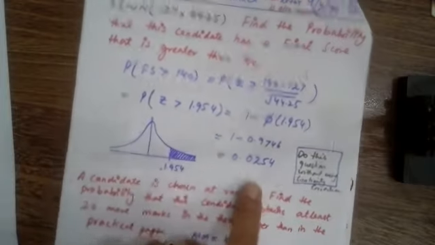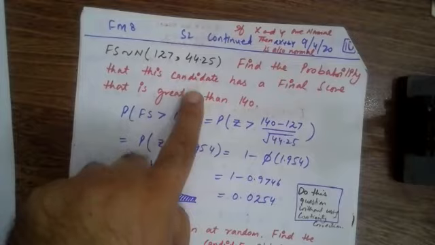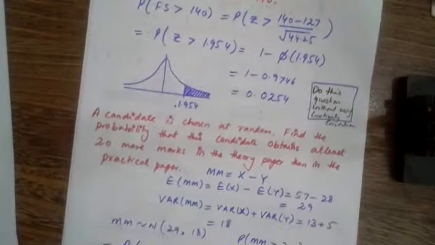It was written in the question not to apply any continuity correction, because the marks are basically discrete. If you want to convert them into continuous, you apply continuity correction.